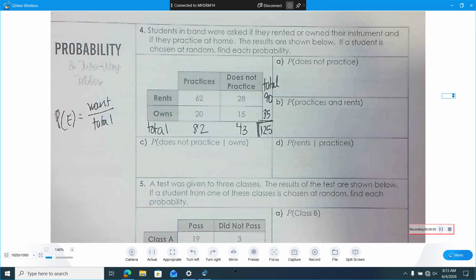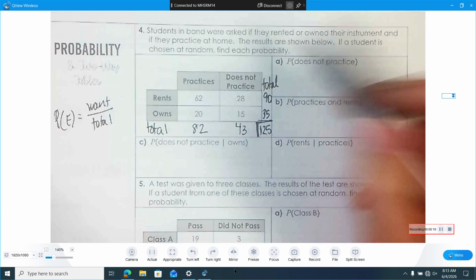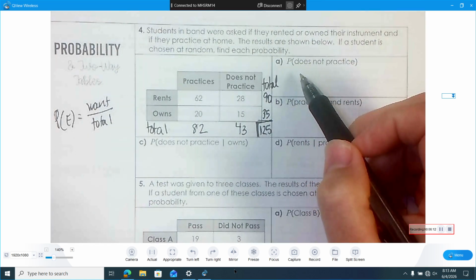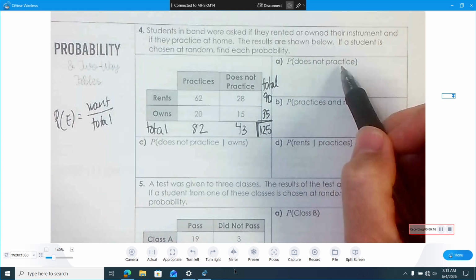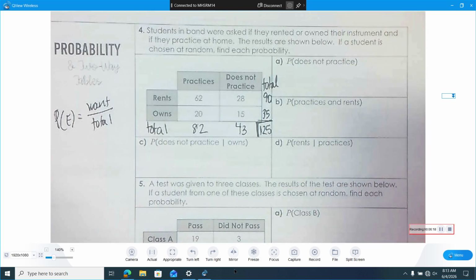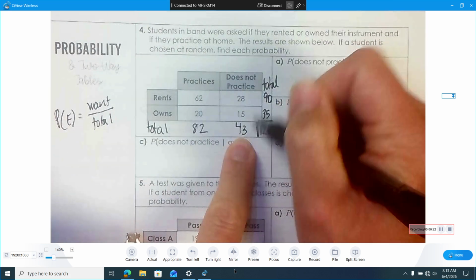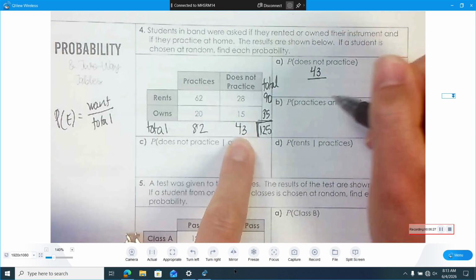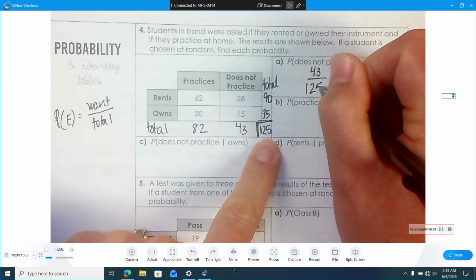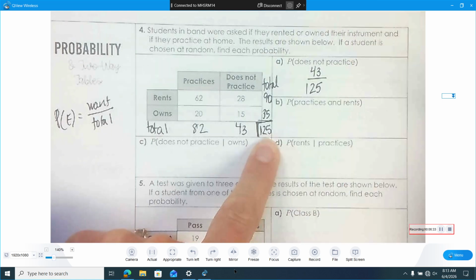All right, here we go. If a student is chosen at random, find the probability. We want to find the probability that a student does not practice. So the probability is how many kids don't practice? Well, all the don't practices are 43. Those are the winners out of the total students, which was 125. And I'm just going to leave it like that.